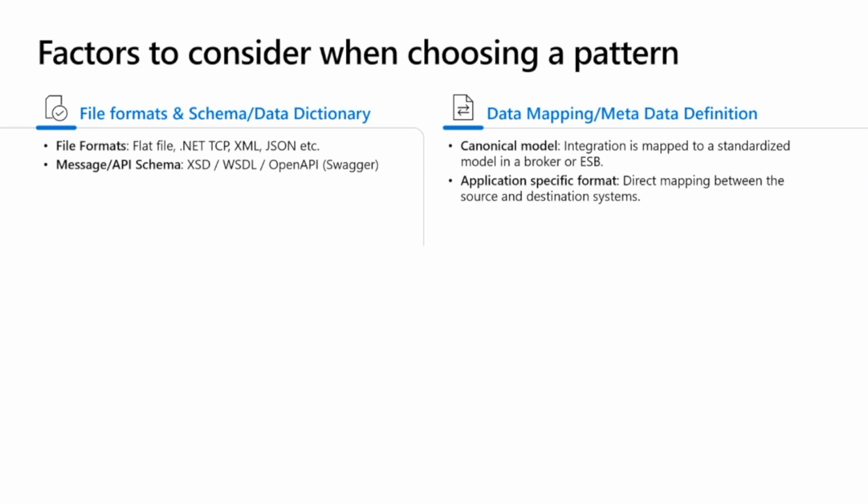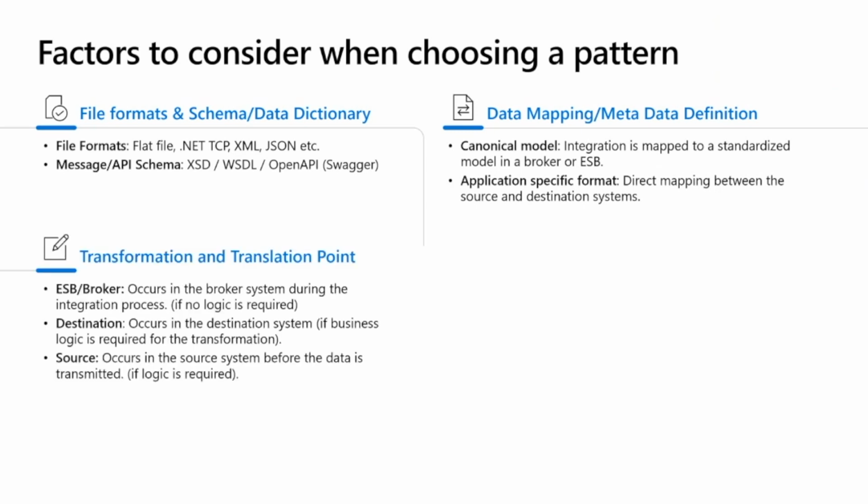Data mapping and metadata definition. Consider if you will use a canonical model as a common format intermediary and all of the data exchange will be able to adhere to this format, or you will need to use an application-specific format where each system understands its own data format. Point-to-point and ETL often involve application-specific mapping, where data is extracted from a source system, transformed, and then loaded into a target system with a format specific to that application.